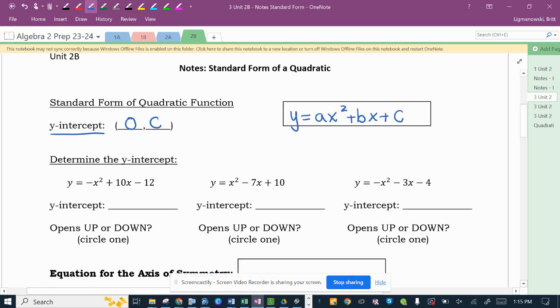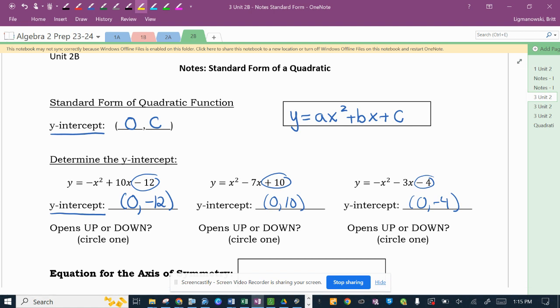So if I was looking at these first couple examples, when they're asking for the y-intercept, I know that's always my c value. So 0, negative 12, 0, 10, and 0, negative 4. Now, whether the graph opens up or down is based on whether our a value is a positive or a negative number. So if we look at this first example, I have a negative in front of the x squared. That means my graph is going to open down. I have nothing or a positive in front of my x squared, so that means the graph is going to open up. Again, I have a negative in front, so it's going to open down.